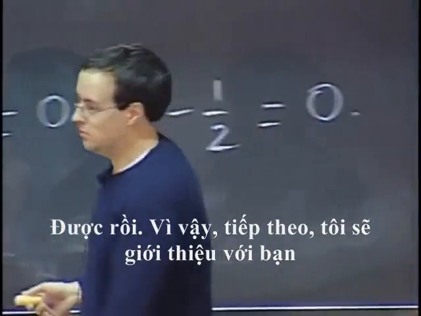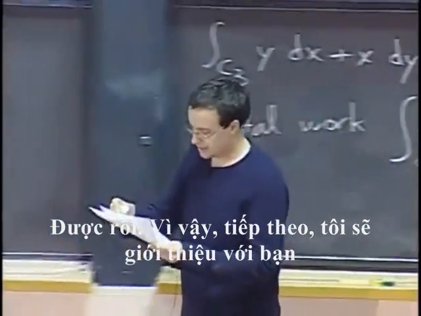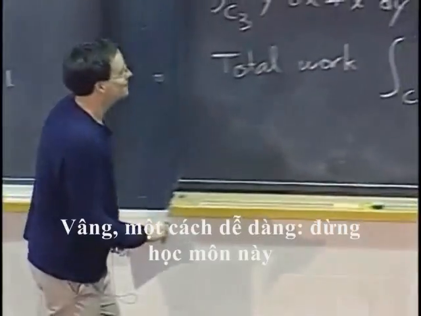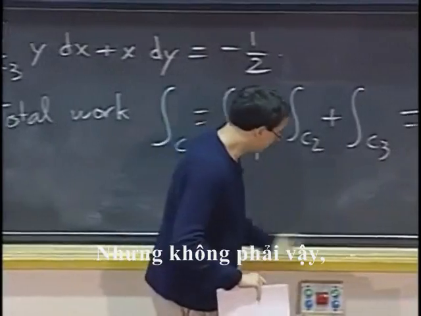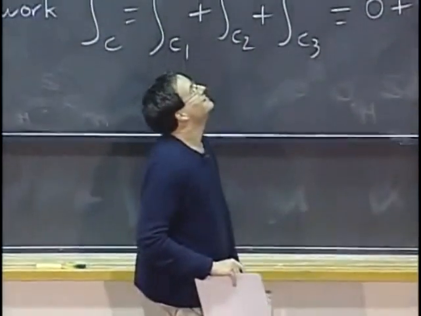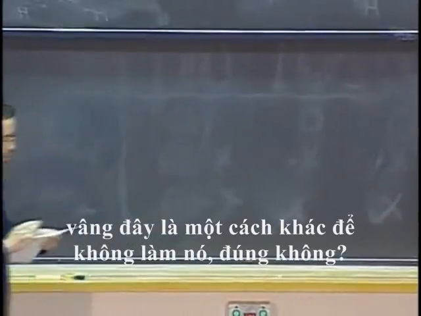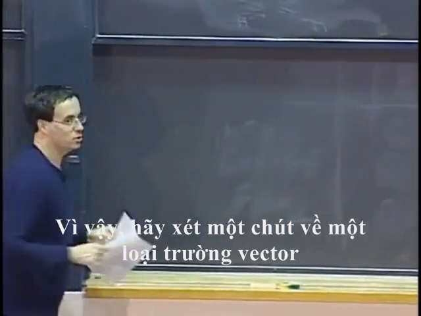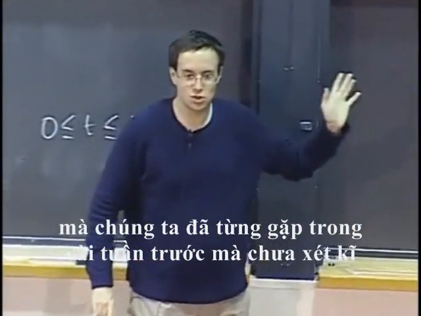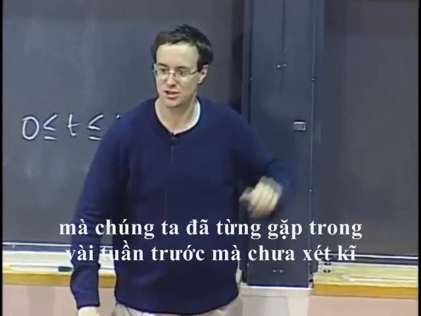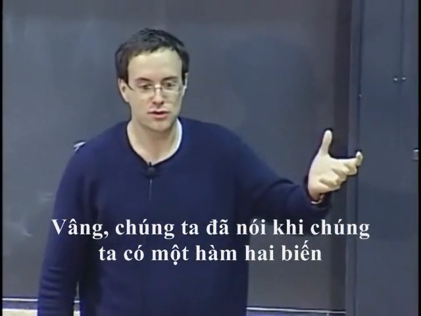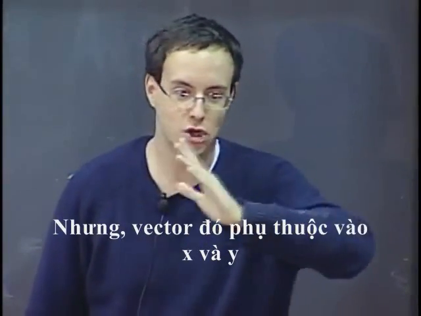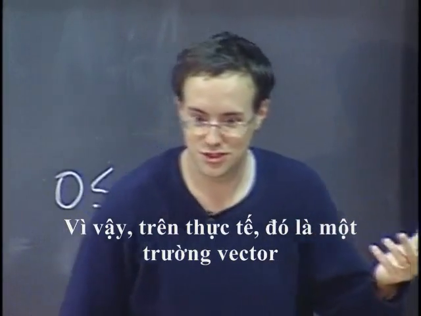No? Okay. So next, let me tell you about how to avoid computing line integrals. Well, one way is easy: don't take this class. But that's not what I mean. So here's another way not to do it. Let's look at one kind of vector field that we actually encountered a few weeks ago without saying it. When we have a function of two variables, we have a gradient vector. At the time it was just a vector, but that vector depended on x and y. So in fact, it's a vector field.